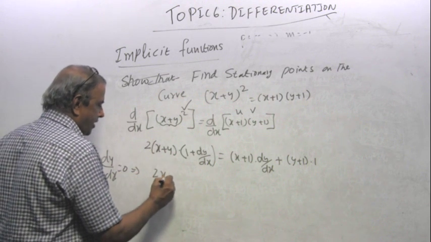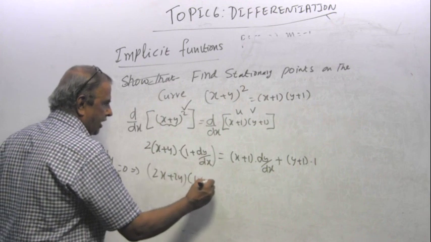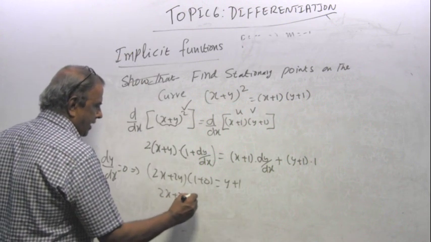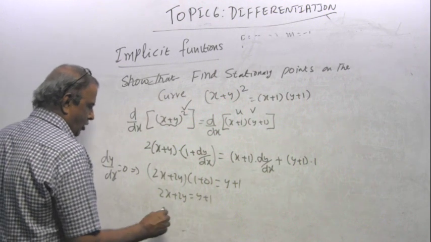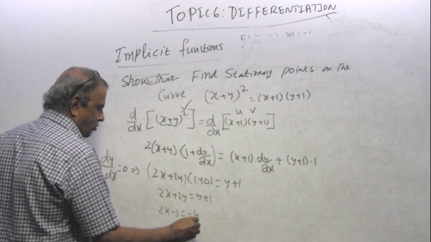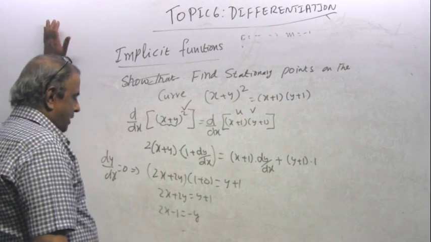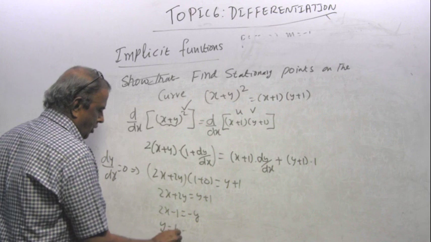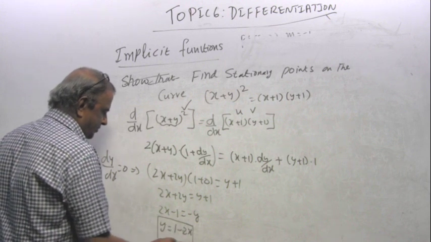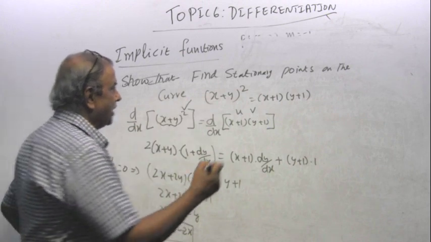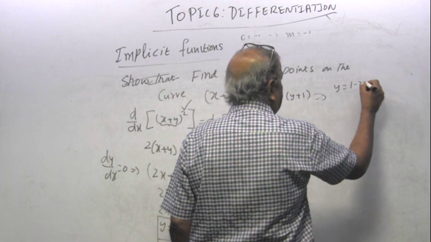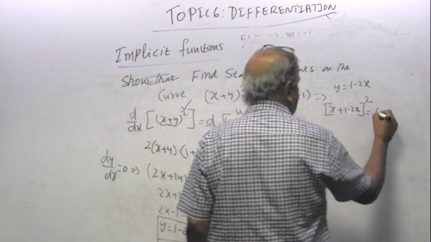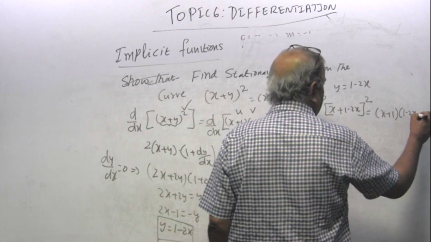You know dy by dx is 0, just use it. So I get 2x plus 2y times 1 plus 0 equal to y plus 1. So 2x plus 2y equal to y plus 1. So 2x minus 1 equal to minus y. Correct? I take 2y to the other side, I bring 1 this side. So y equal to 1 minus 2x. Take this, put it into the equation. Use y equal to 1 minus 2x. I get x plus 1 minus 2x, the whole squared is equal to x plus 1 times 1 minus 2x plus 1.